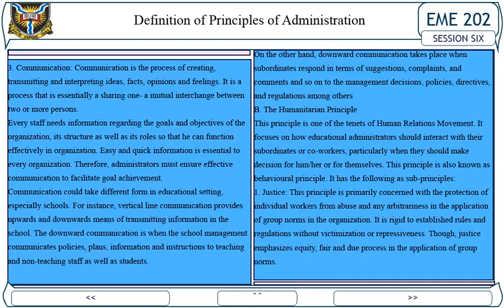B. The humanitarian principle. This principle is one of the tenets of the human relations movement. It focuses on how educational administrators should interact with their subordinates or co-workers, particularly when they should make decisions for him or her or for themselves. This principle is also known as the behavioral principle. It has the following sub-principles.